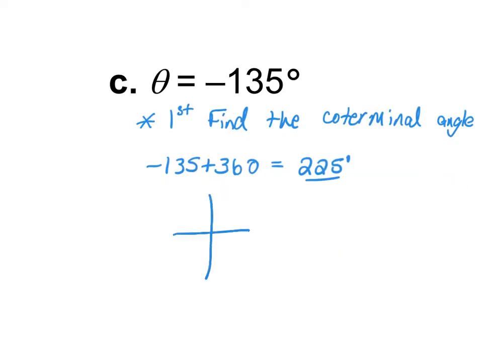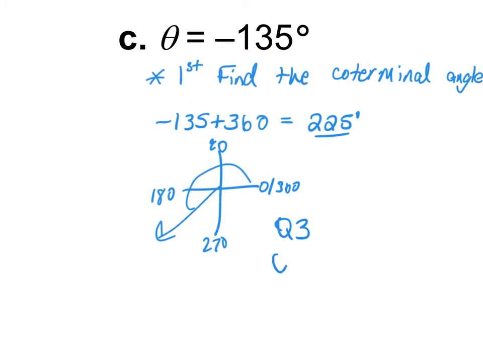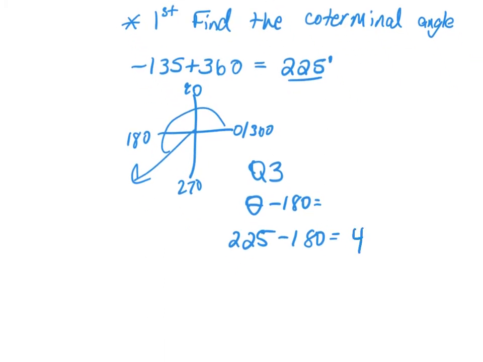If I draw a quick little picture, this is 0, 360, 90, 180, 270. Where does 225 fall? Between 180 and 270, somewhere over there. So it's in quadrant 3. What's the rule for quadrant 3? Theta minus 180. So I would say 225 minus 180, and I would get 45 degrees. Is my reference angle acute? Yes. Is it positive? Yes.